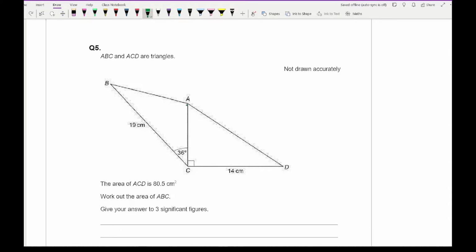I can notice that this triangle ACD is a right angle triangle, so this represents H. I know that the area of this triangle is 80.5, so that's 80.5 equals 14 times H divided by 2. If I manipulate that, I get 14H equals 161.